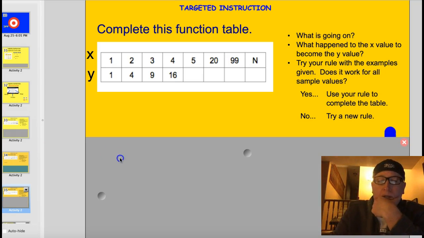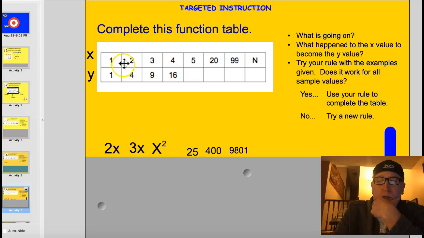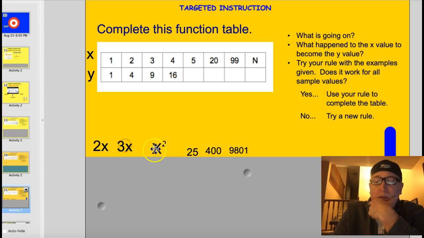Okay, let's think about this. The first thing I thought of was times 2. Because I saw 2 times 4, but that doesn't even work for the 1 value, so it can't be that. It can't be times 3, but I saw that one there, so that didn't work. Then I started thinking, well, could it be x squared? Well, 1 squared is 1, 2 squared is 4, 3 squared is 9, 4 squared is 16. I got a pattern here.